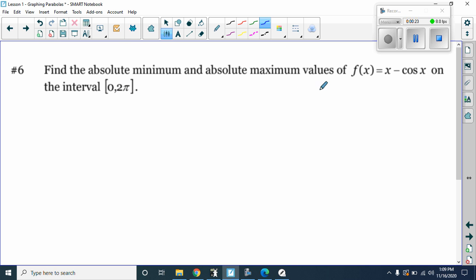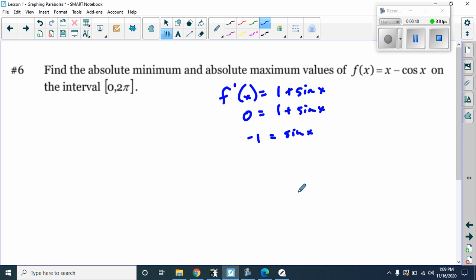So we need critical numbers, which is where the derivative is 0 or undefined. So start with the derivative, set it equal to 0. I get sine x equals -1. Sine is equal to -1. Sine is the y value, only at one place between 0 and 2 pi. That's 3 pi over 2.